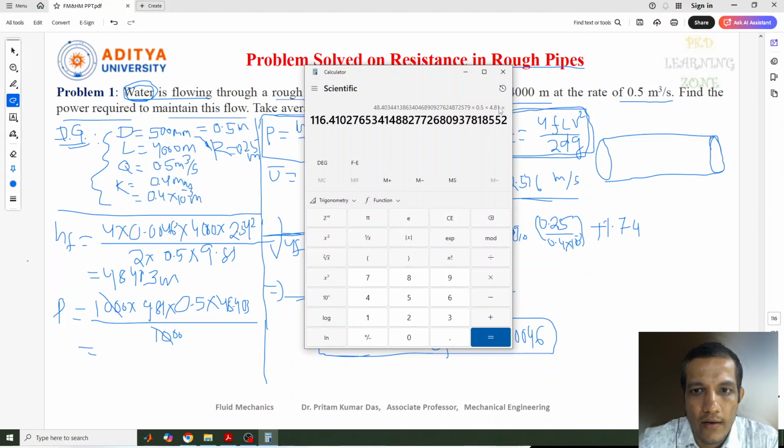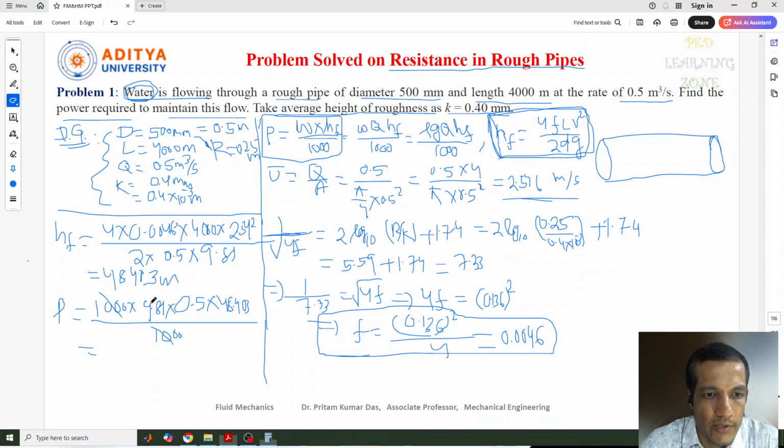I wrote 4.81 before, but that should actually be 9.81. So 0.5 into 9.81 into 48.403 gives 237.48, so near about 238 kilowatt P. This much power is required to continue the flow.